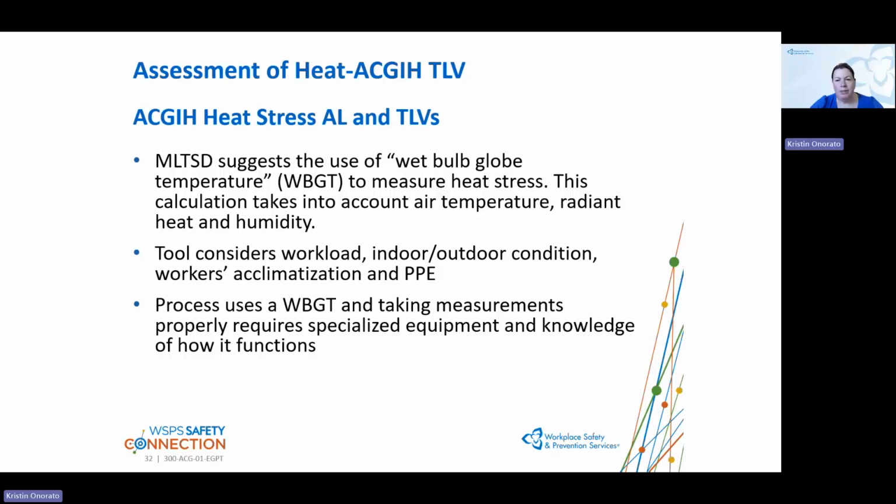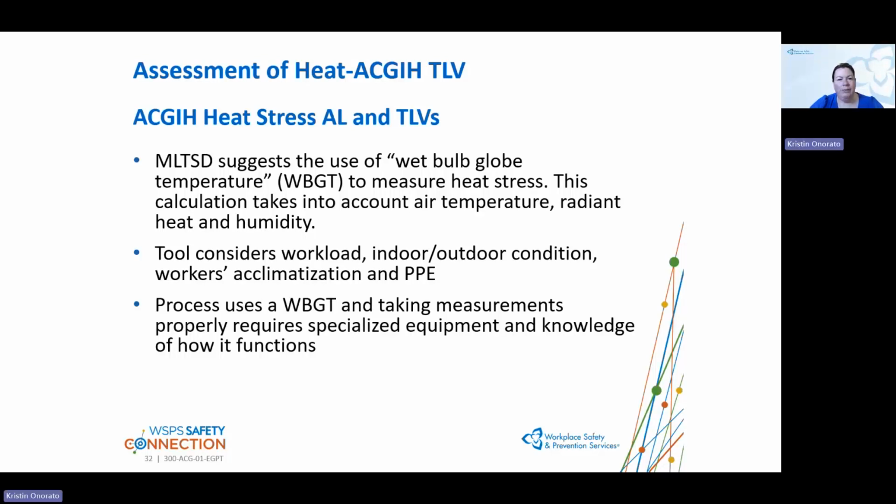This tool can be used indoors for indoor processes. It can also be used outdoors for outdoor processes. The device can do both, and it takes into account that radiant heat, whether it's from a machine or from direct contact with the sun.